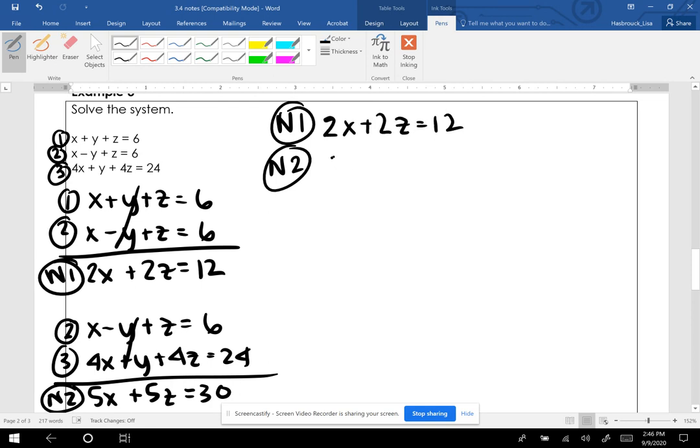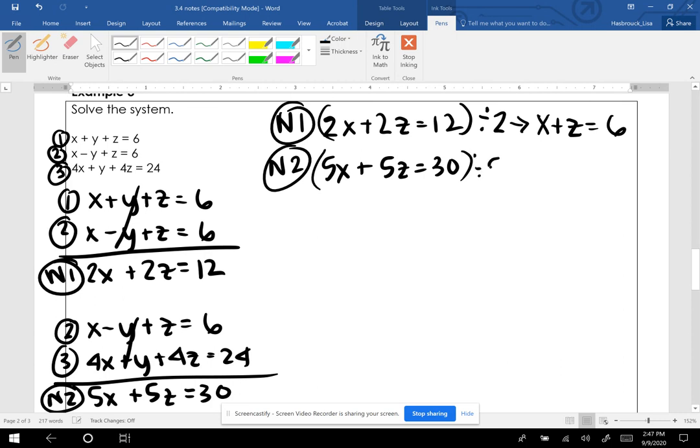Now there's something I want you to notice about both of these. In equation 1, we can divide every single term by 2. That would give us x plus z equals 6. That is perfectly okay. You could divide the second equation entirely by 5 to get x plus z equals 6. Totally okay.